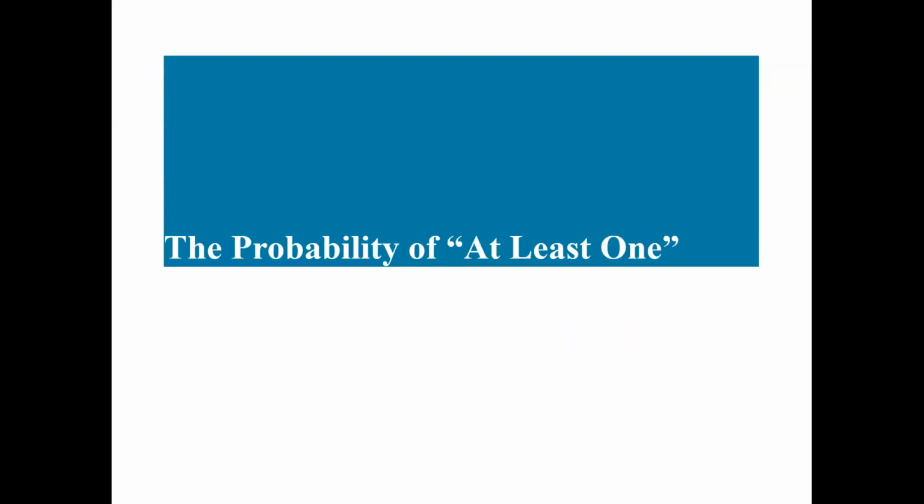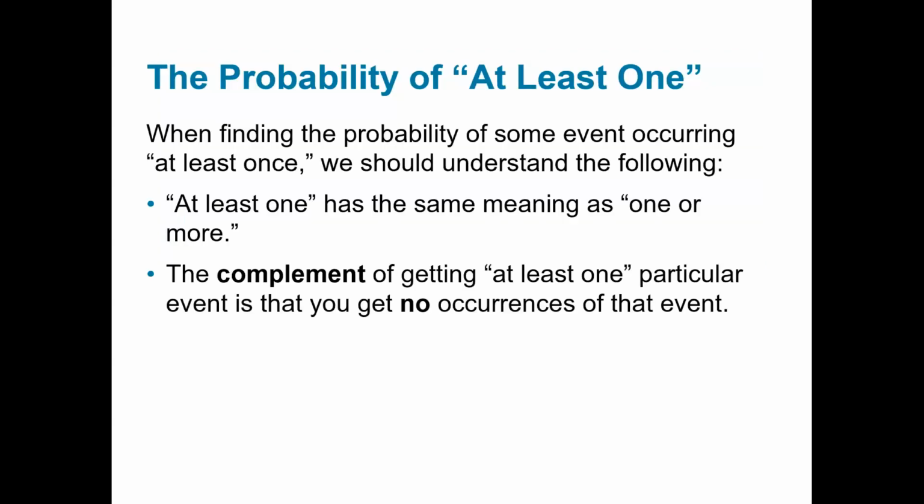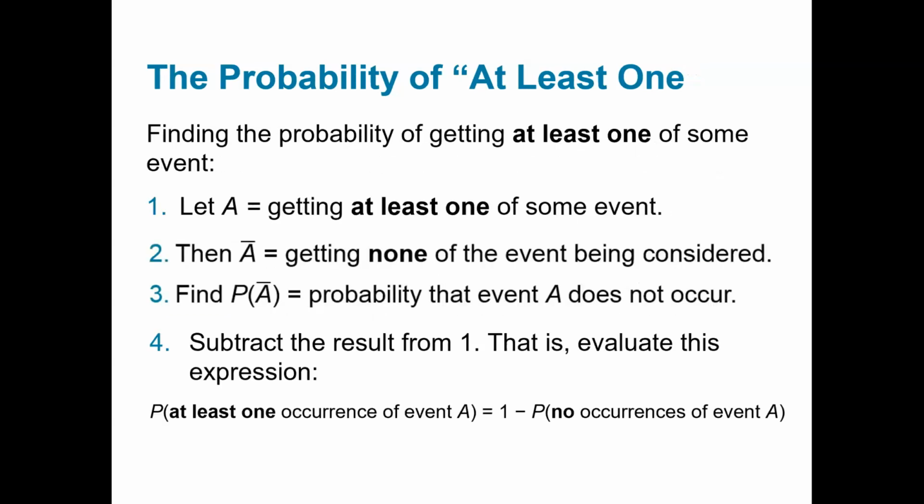So the probability of at least one. When finding the probability of at least one, it's the same as one or more. And the complement of getting at least one is that you have none of it. So how do we find the probability of at least one? We would say, okay, A, the event, is getting at least one, so not A is getting none. So we'd actually find the probability of not A, that it does not occur, and then subtract it from one. So it's kind of like backwards. If we're trying to find the probability of at least one, we find the probability of it not occurring, and then subtract it from one.